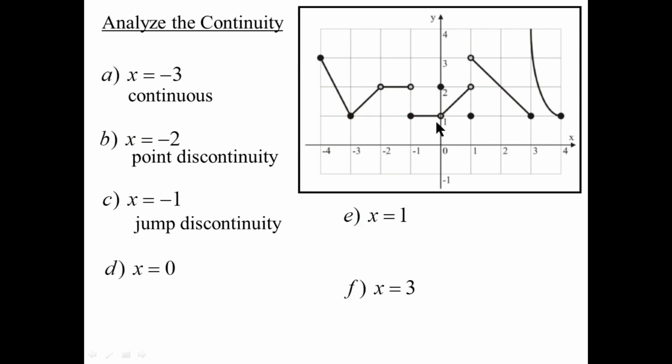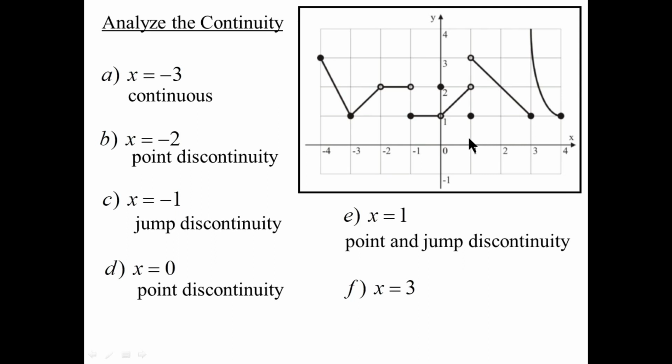At x equals 0, a point has been displaced. So that's a point discontinuity. At x equals 1, well, there's a jump. So it's coming along here, and then it jumps, and a point has been displaced. So this is both a point and a jump discontinuity. And at x equals 3, there's an asymptote here. And so that would be an infinite discontinuity.